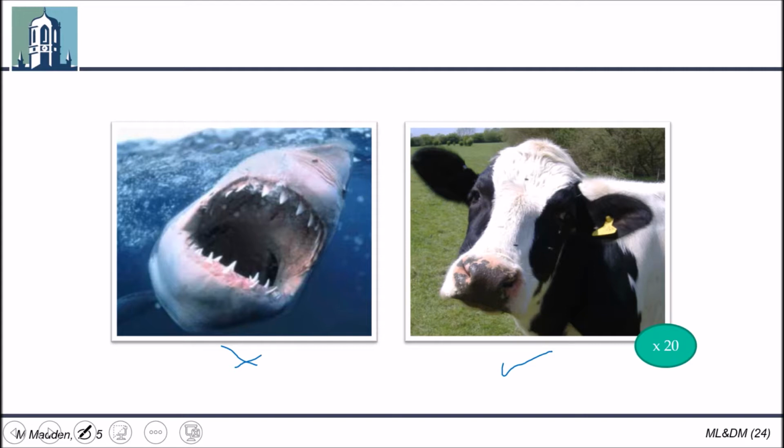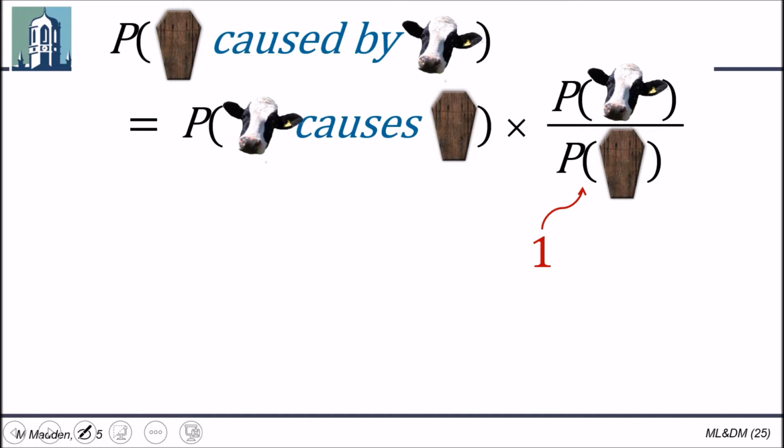Well, we can actually analyze this by picking apart the probabilities. And here we go. Here's a nice probability formula. What this says is that the probability of death being caused by a cow is equal to the probability the cow causes the death, multiplied by the probability of there being a cow, encountering a cow, I suppose, and divided by the probability of death. So this is Bayes' rule right here.